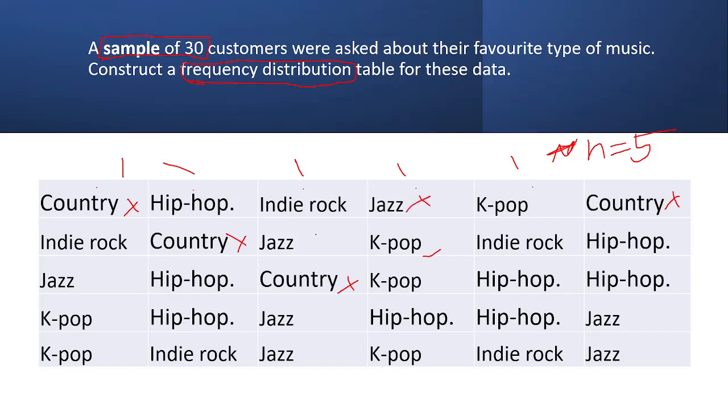And then we can do jazz, for example. So jazz, 1, 2, 3, 4, 5, 6, 7. So we have 4 country, and we have 1, 2, 3, 4, 5, 6, 7, so we have 7 jazz. Pretty simple. And now we're going to put this in a table that looks like this.